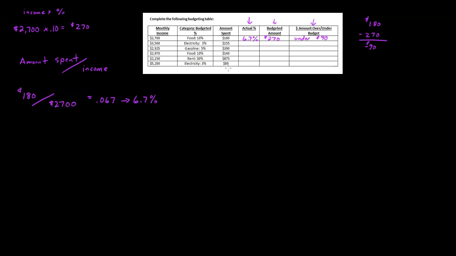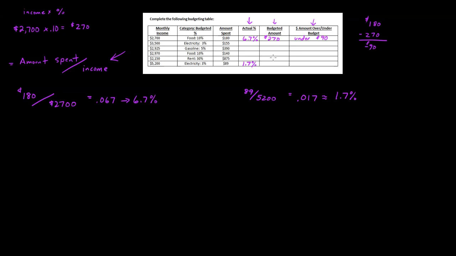We'll try one more. For electricity, we have the actual percentage. Again, so the actual percentage, we take the amount that we spent, in this case, 89. We divide it by our income, which is 5,200, just like this same formula we did a second ago right there. So we take that 89, we divide it by 5,200, and I get 0.017, or 1.7% is the actual percent that I spent on electricity this month.